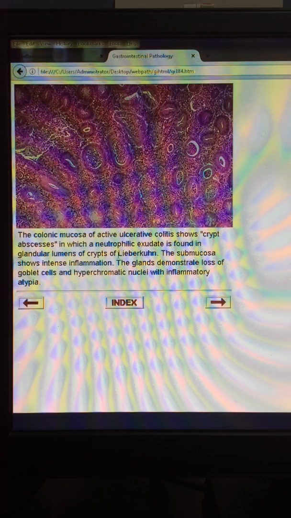Another example of active ulcerative colitis, in which the neutrophils are attacking the crypt epithelium and filling the lumen, forming crypt abscess. The presence of neutrophils within the epithelial cells is termed cryptitis.